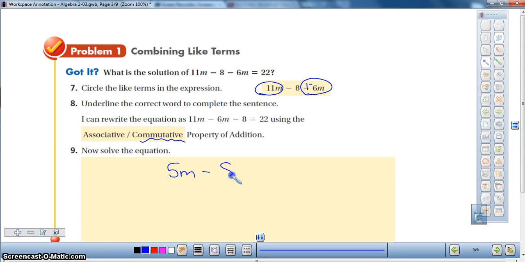This is now a problem like you solved yesterday, where you now have the two steps. If you need to pause it to try and solve it, do that. If not, you can watch along. We are adding 8 to both sides of our equation. 5m is equal to 30, and m, in this case, we're dividing both sides by 5, gives us 6.